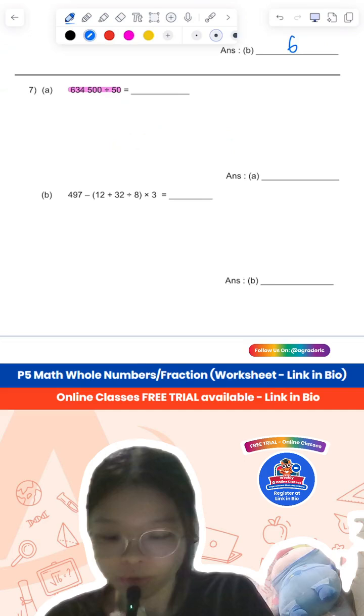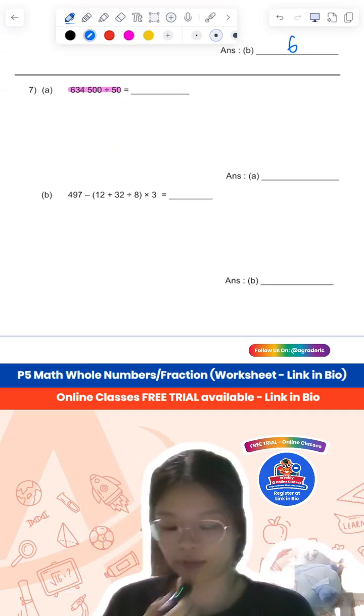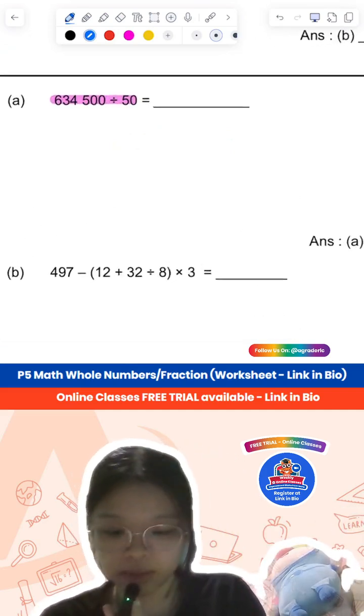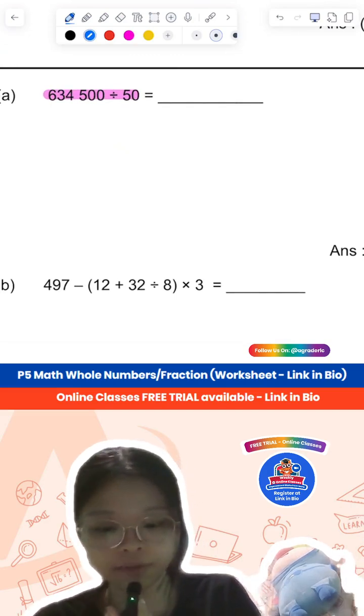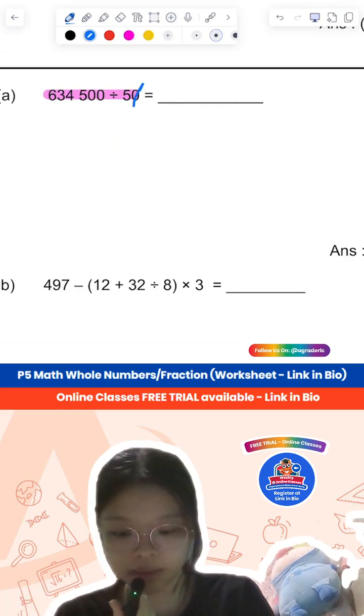Okay. So 634,500 divided by 50. When we divide numbers in multiples of 10, we can cancel our zeros.